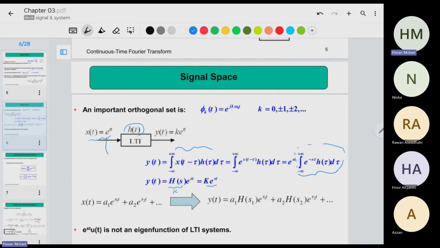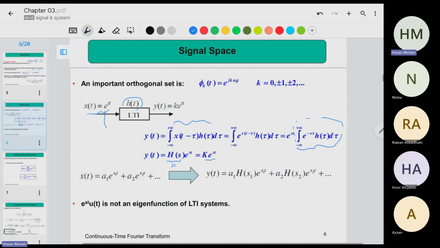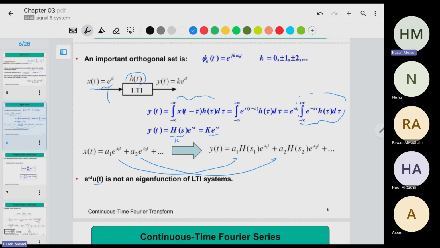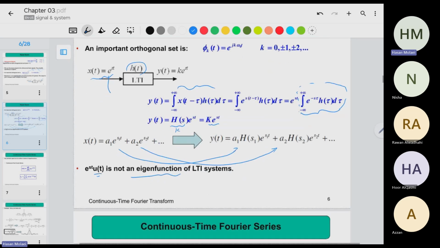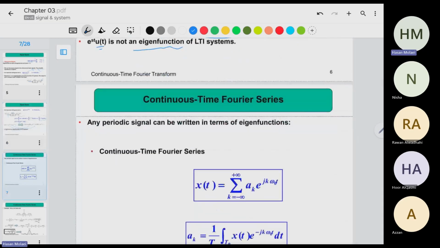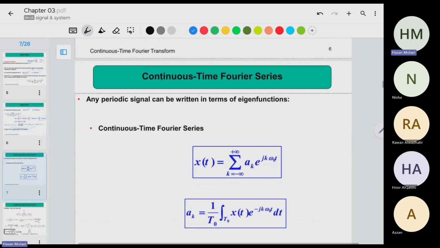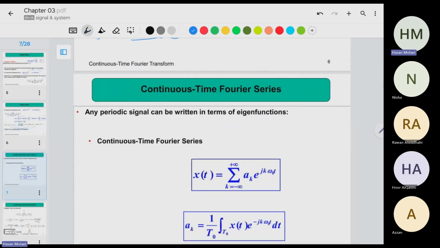In this case, since the system is linear, if we have e to the power of s1, the output would be like this. Since that's linear, we can add all eigenfunctions together and find the corresponding output. If it has u(t), it won't be an eigenvalue eigenfunction anymore. Okay, we can define any signal by these eigenfunctions.